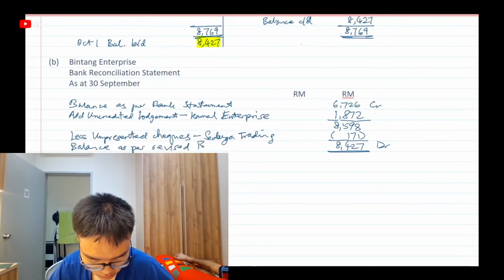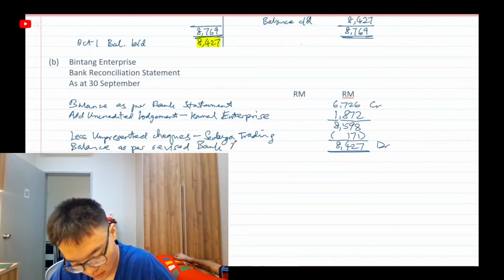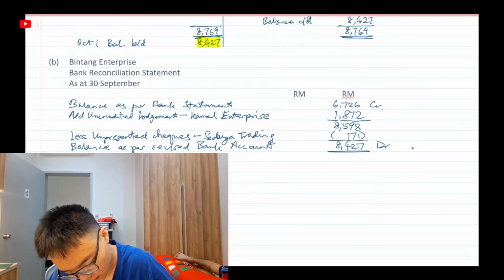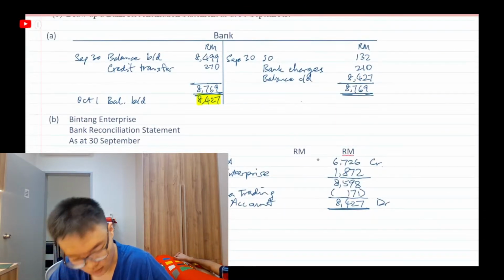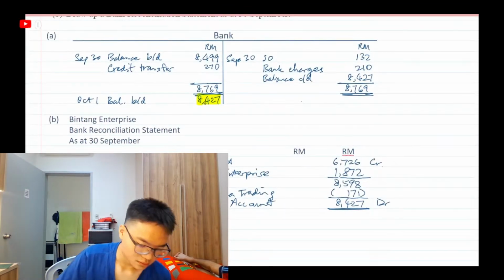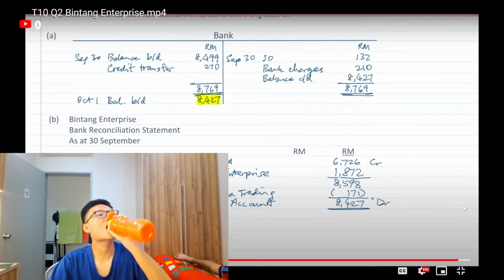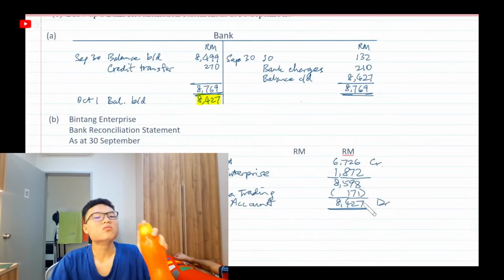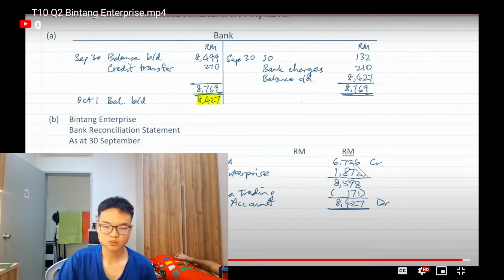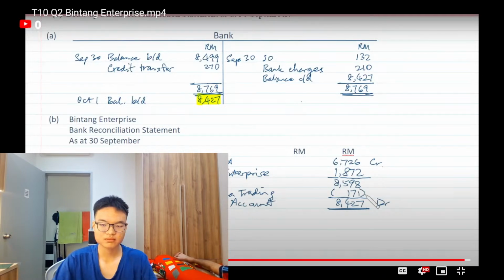Now I don't call it cash book, it's bank account, because this bank account is not in the cash book, it's in your general ledger. Now we check here. Is this the same as your revised bank account balance? 8,427? Yes, it's the same. Okay, so we have reconciled the difference between your bank statement balance and your bank account balance. The difference is explained by one uncredited lodgement and one unpresented check.